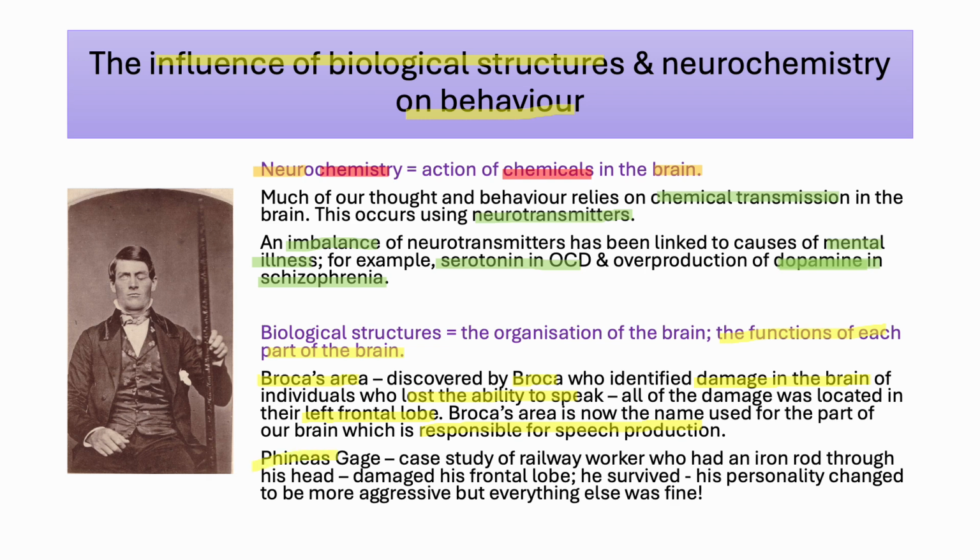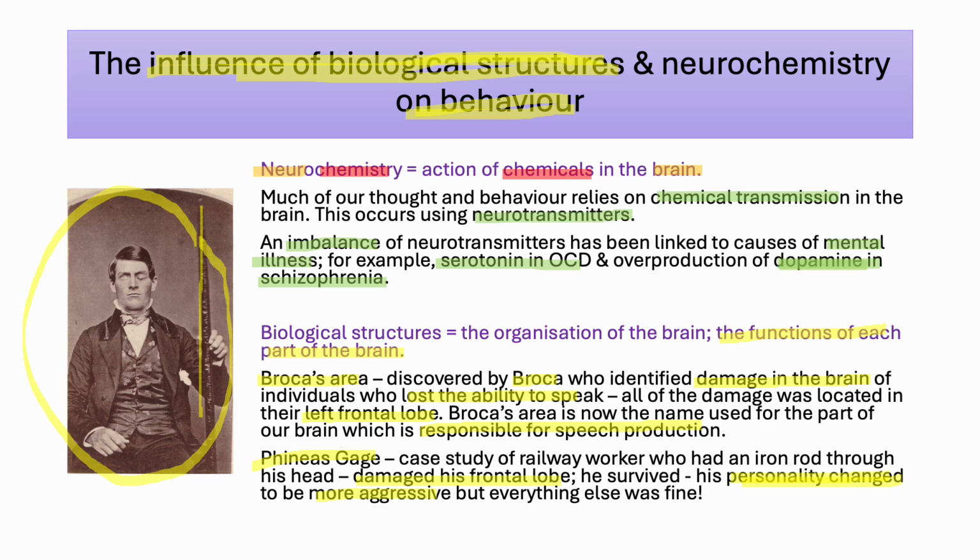And then Phineas Gage, which is this gentleman here in this image, he was a railway worker who had this famous iron rod which he's holding. It went through his skull and damaged again his frontal lobe, but a different region to where Broca's area is. He survived that horrific accident, but his personality changed. He didn't die and nothing else changed in him except for his personality. His friends and colleagues described him as no longer Phineas because he became a lot more aggressive. But everything else in him was fine. So again, that shows the influence of brain structure on behaviour, in this case personality or aggression.